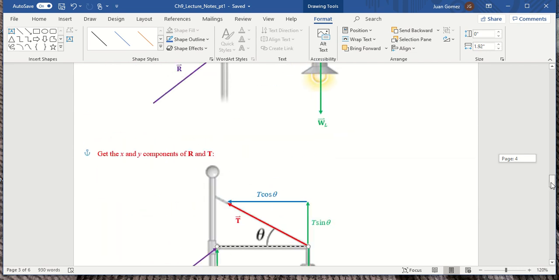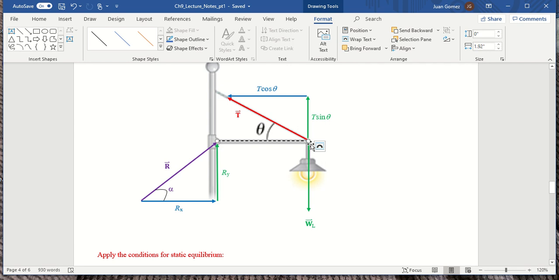We know the tension force would cause the beam to rotate counterclockwise, and WL would cause the beam to rotate clockwise. So I know the torque produced by the tension force is positive because it would produce a counterclockwise rotation. The torque produced by WL is negative because it would produce a clockwise rotation.